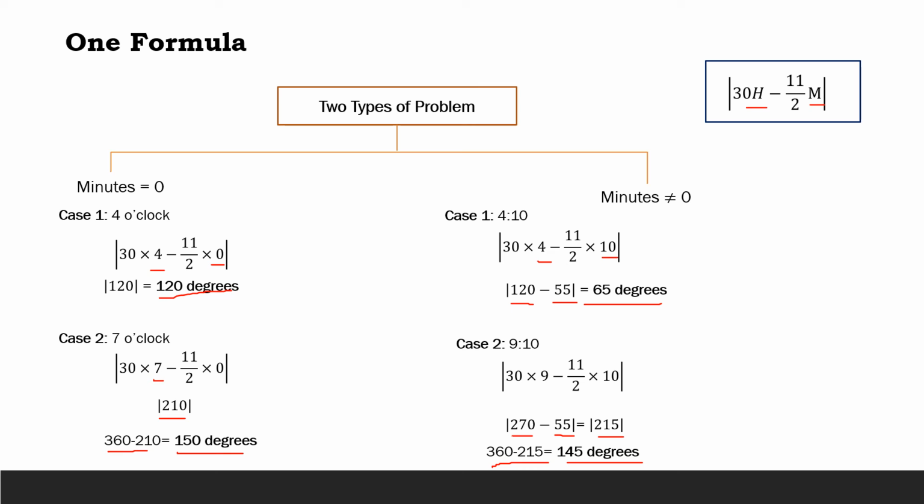Let's see the last type of challenge which you might face while using the formula, which is that at times you get a negative number. Say at 1:10 you have to calculate the angle. You'll see 30 cross 1 minus 11 by 2 cross 10, which is 30 minus 55, which is minus 25. Since you have a modulus sign, and the modulus sign says that if the value within it is positive, it will remain positive, and if it is negative, it will still become positive, the answer will be 25 degrees.